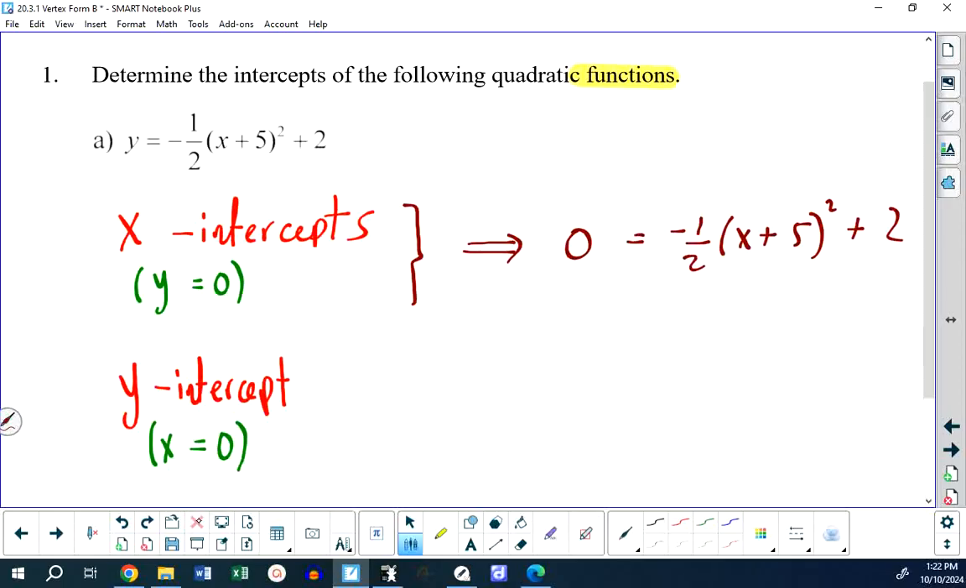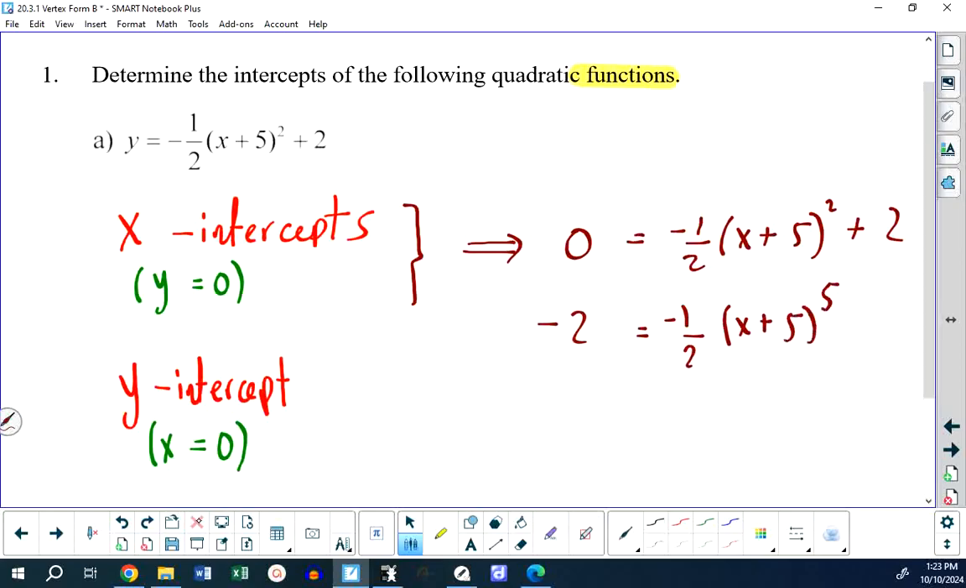When we rearrange this equation for x, you have to rearrange equations from the outside working in. And it's actually the opposite of BEDMAS. What happened to x is in brackets, first you added 5, then you squared it, then you multiplied by negative 1/2, then you added 2. We have to unwrap that by first subtracting 2, then getting rid of the negative 1/2, then getting rid of the squared, then finally getting rid of the 5. So the first step is to subtract 2 from both sides.